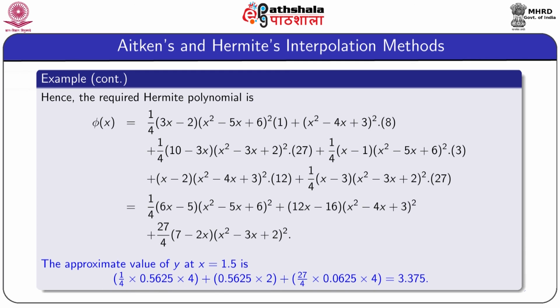Now, the second part of the problem is to find the value of y when x equals 1.5. So, we have substituted the value of x equal to 1.5 into this polynomial, and after simplification we get the value of y at x equal to 1.5, which is equal to 3.375, and this is correct up to 3 decimal places or 4 significant figures.